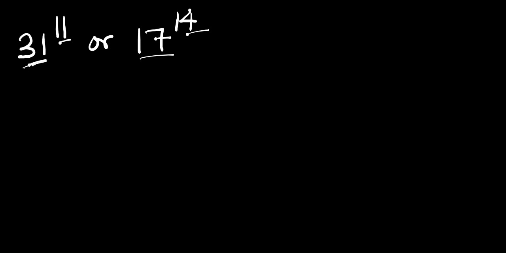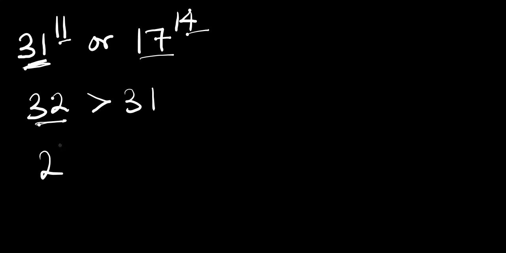Instead of 31 here, I will look for the next available even number, which is 32. And we know that 32 is greater than 31. Now, the next thing I'm going to do is to rewrite this 32 in index form, which is simply 2 to the power of 5. So that means 2 to the power of 5 is greater than 31.